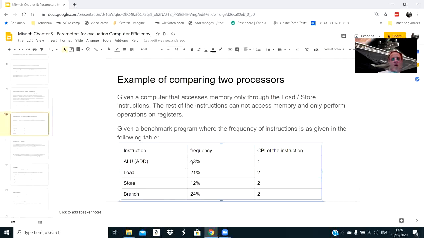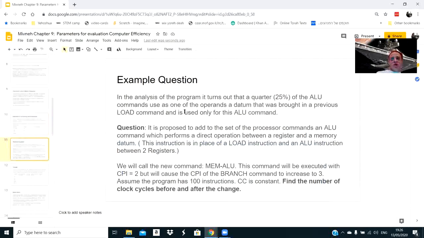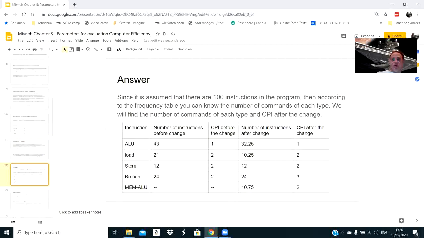Fine. Now, what's our question? It turned out that a quarter of the ALU commands use as one of their operands a datum that was brought in a previous load command and is used only for ALU. In other words, a lot of times, 25% of these 43 are actually preceded by a load command.